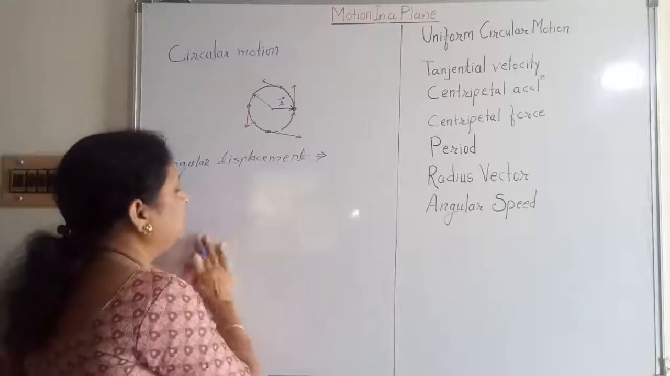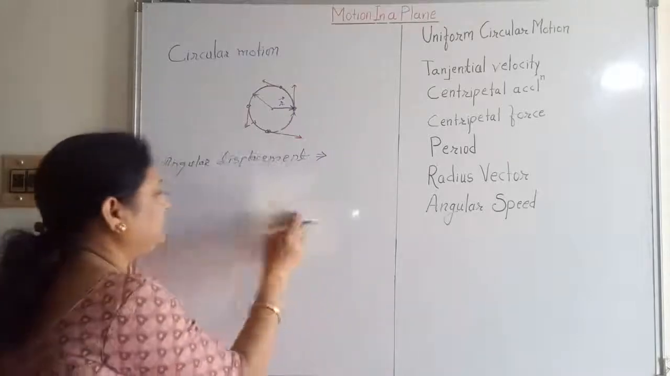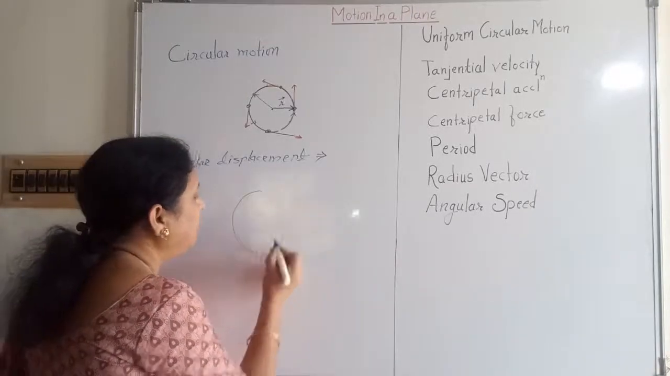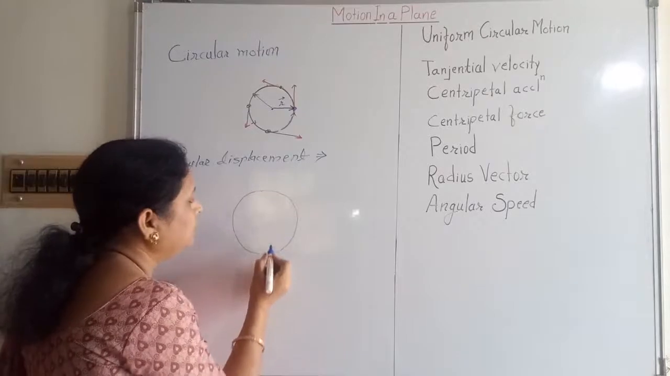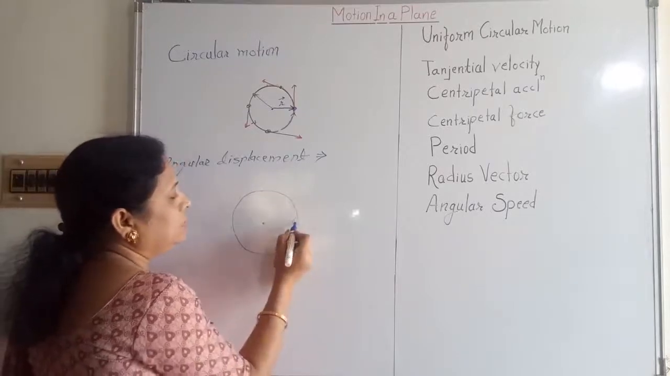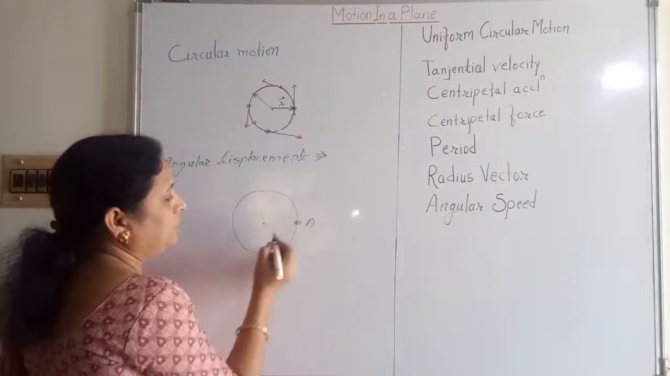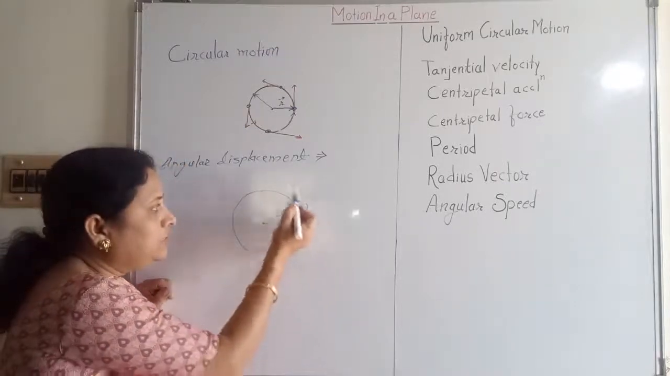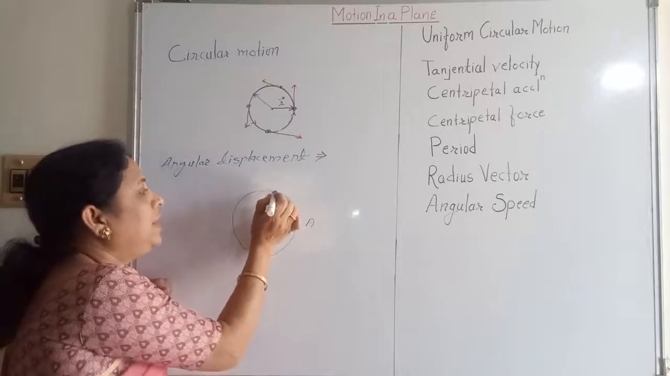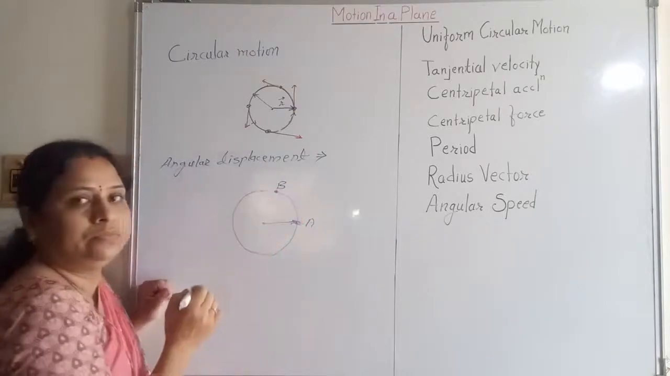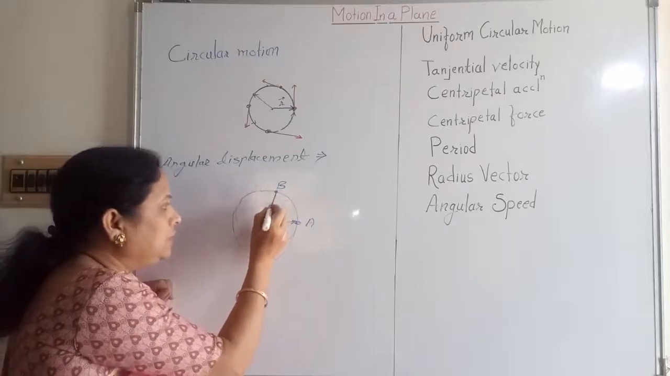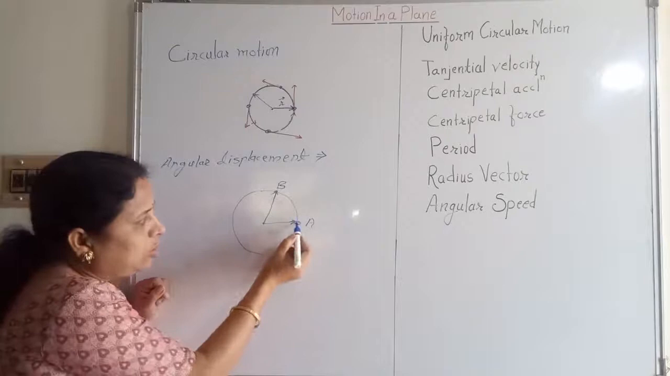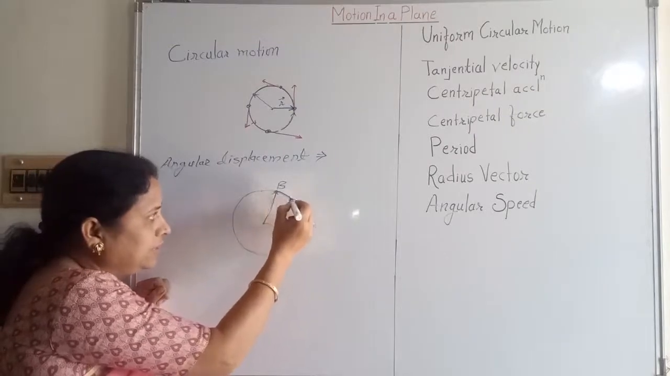In circular motion, listen here carefully. When the track is circular, this is the center. Suppose the object is at point A. It is shown by the radius vector. Now after some time, your object has moved to point B. Again we draw the radius vector to show its position. Now see here, when the object moves, it covers this linear distance.